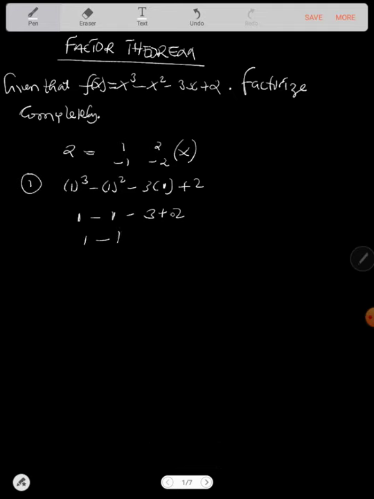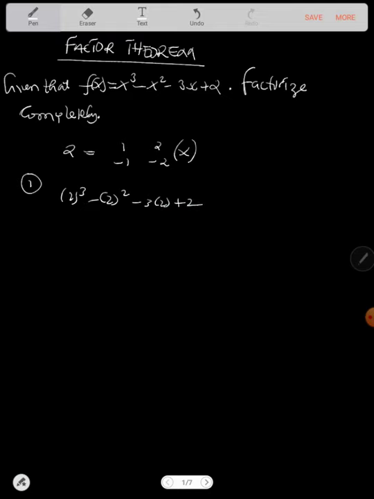1 minus 1. What we have here is what? It's negative 1. Now when you look at this, what you have here, it's 1 minus 2. So we're going to get your answer negative 1. So 1 is not a factor. Alright? So 1 is not a factor. Let's try 2. If you put 2 here, you'll have 2 cubed minus 2 squared minus 3 times 2 plus 2.